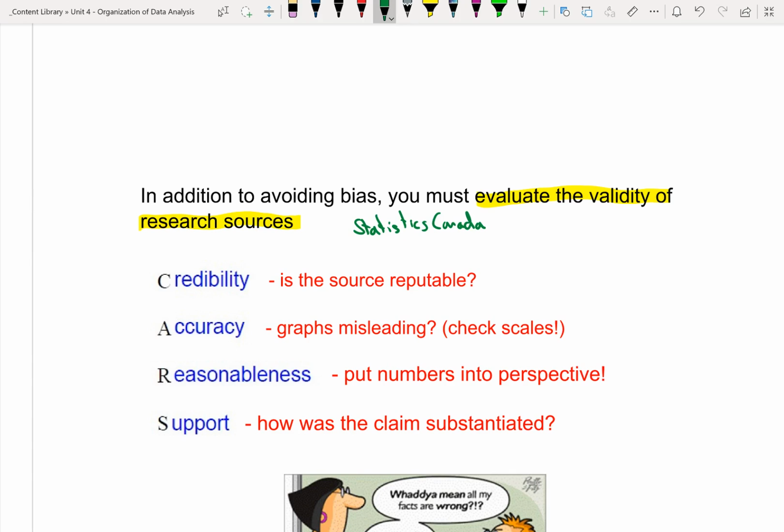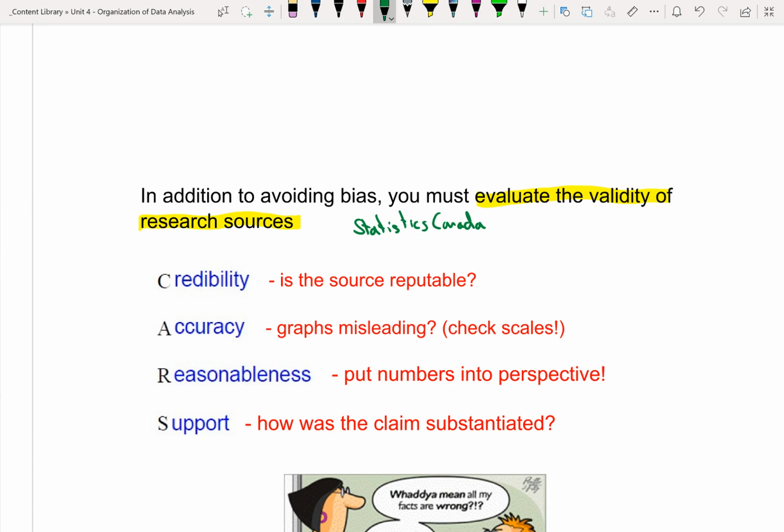So the first thing is credibility. Is the source reputable? So is the source where you're finding this information reputable, or is it some random website that someone created on their own and threw up information? Right? Accuracy. Are the graphs misleading? So you want to look at are the scales correct? Is there anything that they've done differently? And we'll look at some examples that could mislead the average person or the quick viewer into a different opinion.